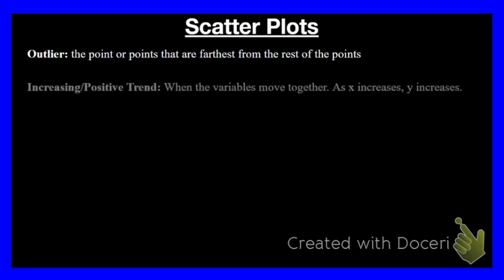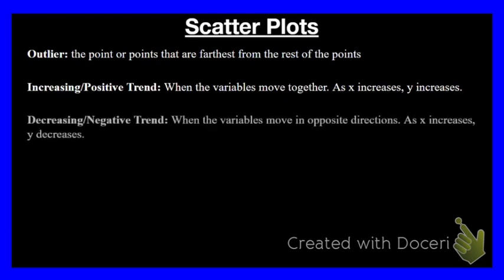The next one is increasing/positive trends. Increasing/positive trends is when the variables move together. As x increases, the y will also increase. Decreasing/negative trends is when the variables move in opposite directions. Whereas x is increasing, you will see that your y values will be decreasing.